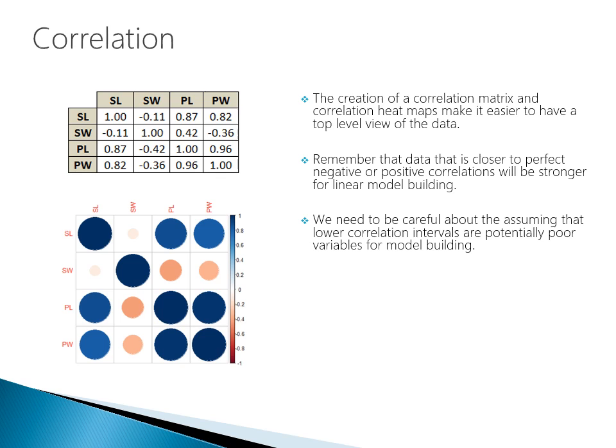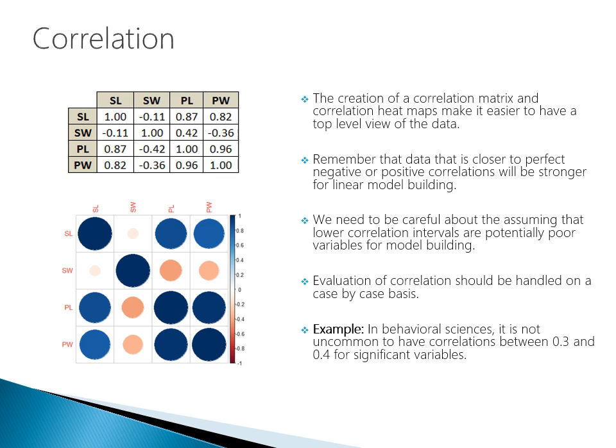I don't want to look at a correlation and say, oh, it's 0.8, that means it's great. Or 0.4, I don't think I should use this because it's not as great as a 0.8. Evaluation of correlation values should be handled on a case-by-case basis for modeling. And the reason I bring this up is it depends on the application of our predictive analytics. For example, in behavioral sciences, it is not uncommon to have correlations between 0.3 and 0.4 for statistically significant variables that have been evaluated in literature review.